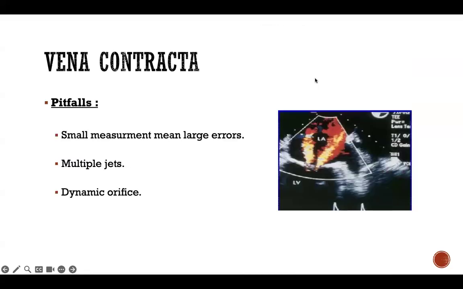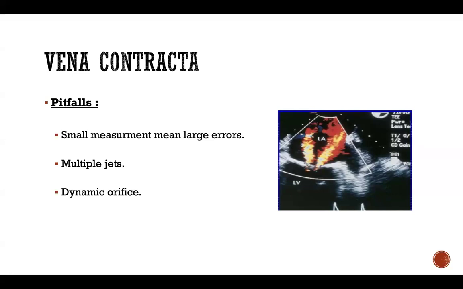The pitfall of the vena contracta is that, as we say, it has a lot of technicalities. Sometimes with the same study, same images, two expert echocardiographers give you different results. So it needs really meticulous review and meticulous changes that you have to assess as well. Any small mistakes in the measurements will lead to large errors in the severity of mitral regurgitation. And another pitfall is that sometimes we have multiple jets, so it would be difficult to assess the severity.